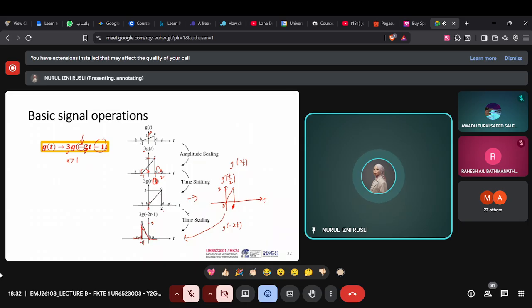the time inverse of this signal. Hopefully you could understand this transformation of the signal before we go to the next slide.